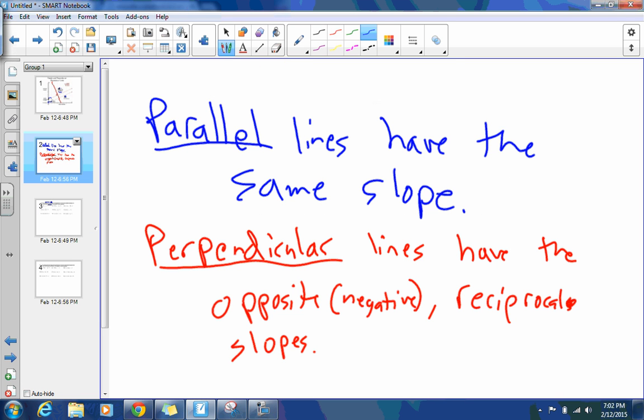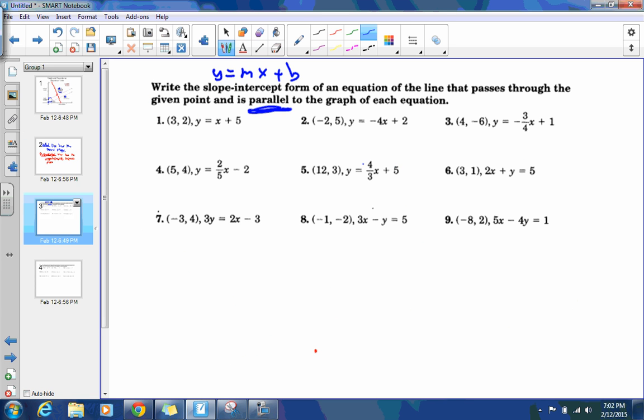Okay, if it has the same slope, we just have to plug in for the line that we're looking for. So let's say we look at number 7.